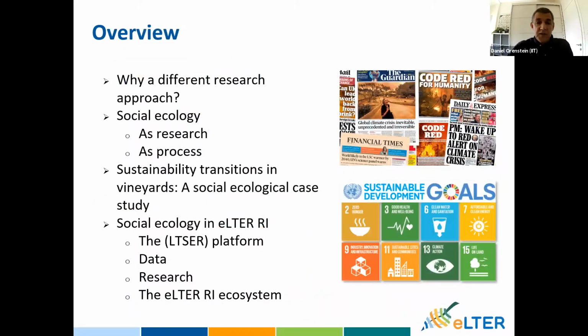The overview for today will be first why a unique approach to ecosystem research, why a different approach than ecology, the natural sciences, than traditional sociology or anthropology. Why do we demand a new transdisciplinary approach? And then I'll talk a bit about what social ecology is through the lens of eLTER RI.